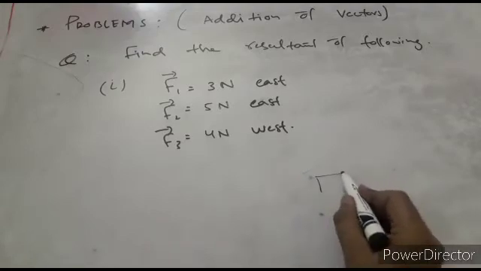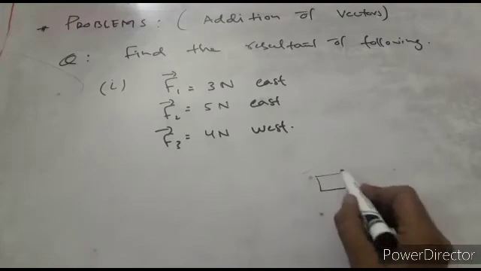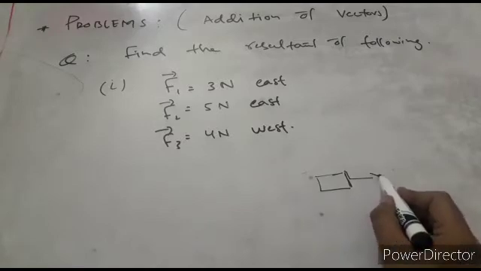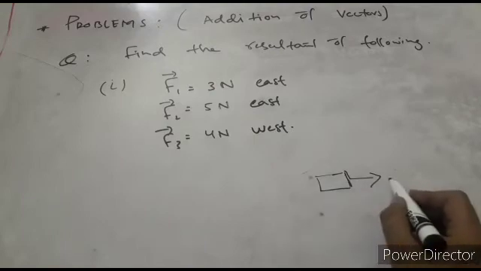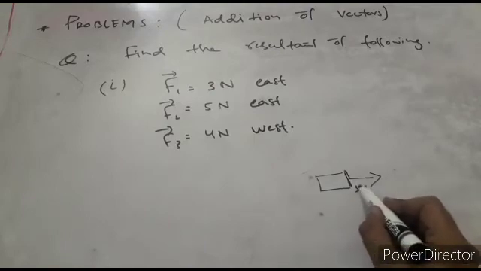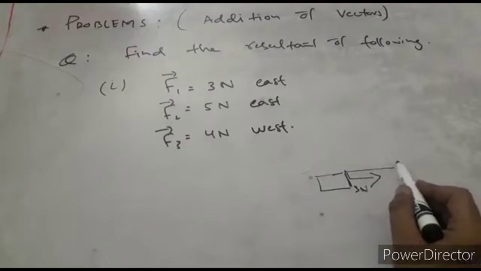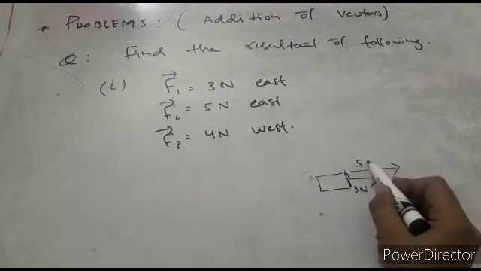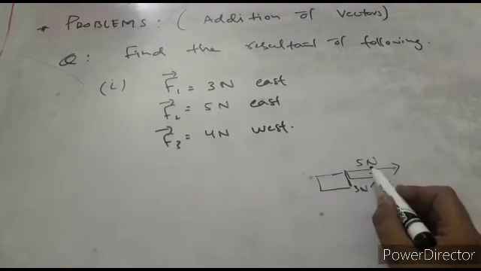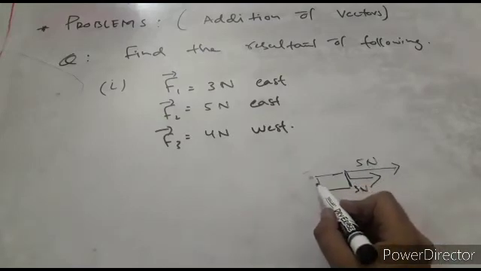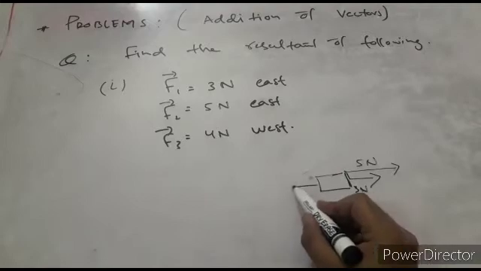So I am just drawing a diagram to clear this point. Let's say I make the first vector here because it's in the east direction. So it's going over here. It's 3 Newtons acting on this object, and on the same object a vector of 5 Newtons is acting in the same direction, and it is of 5 Newton. Also another vector is acting on this body, it's of 4 Newton, but it's directed towards the west.